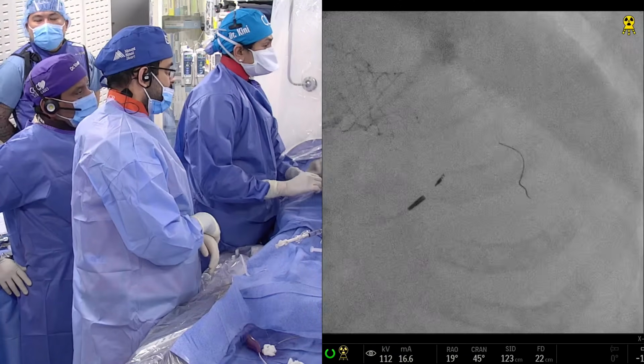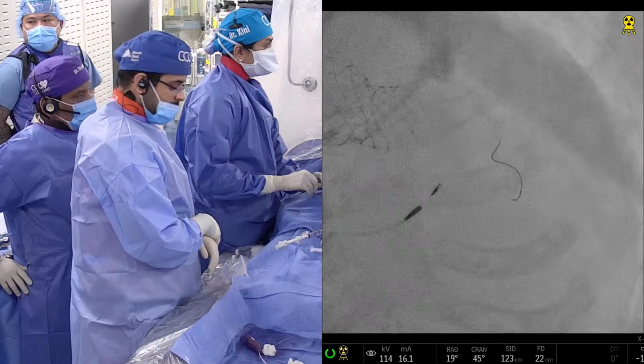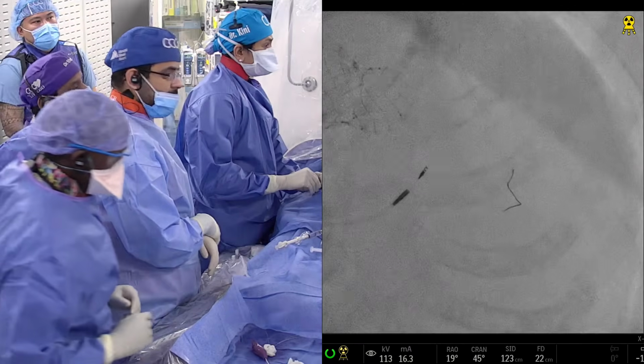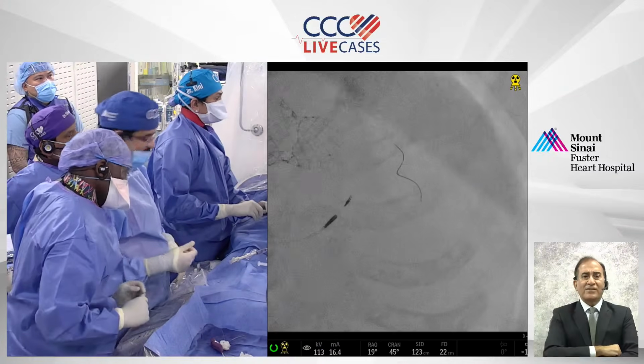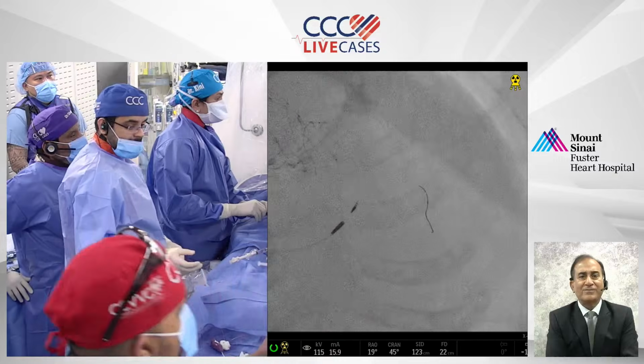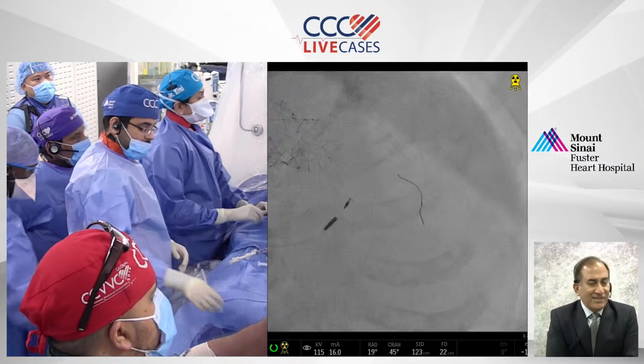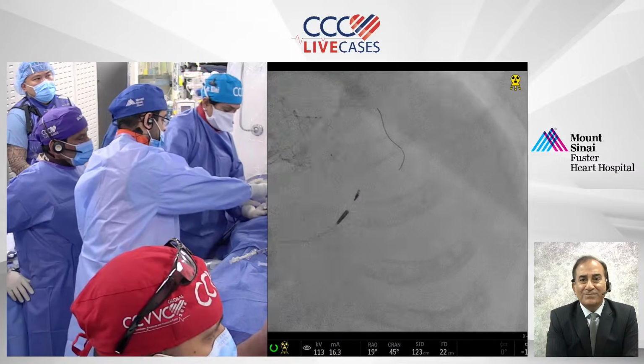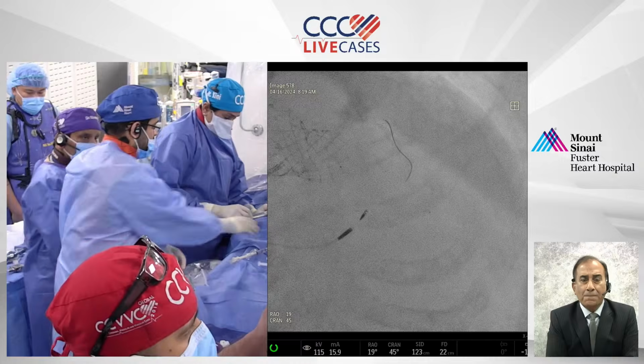No PCI was done back then. So your task today became easier, because with the rotablator the patient already has the pacer there. So, one less step. That's enough. Good. Take the wire out.